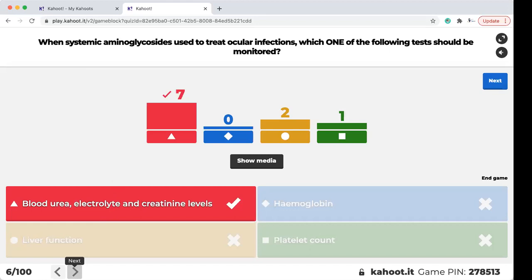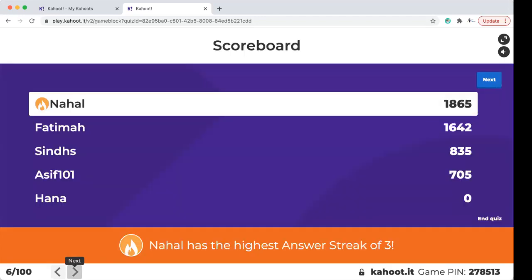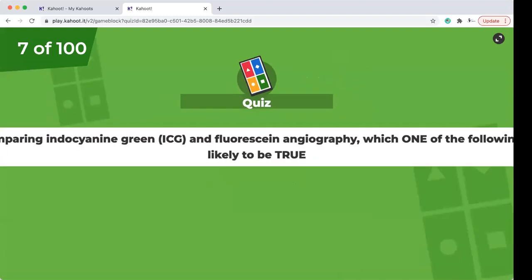Okay, so let's get ready for the next question. Here we start. So we have now Dr. Hannah and Dr. Asif starting to score some correct answers. Good job. And Dr. Nahal, Dr. Fatima, and Dr. Sindora are keeping the first three places. So let's see who is going to be first, second, and third till the end. And let's go to the next question.